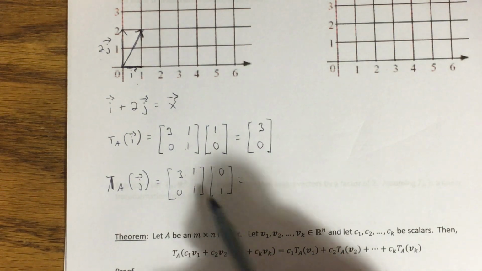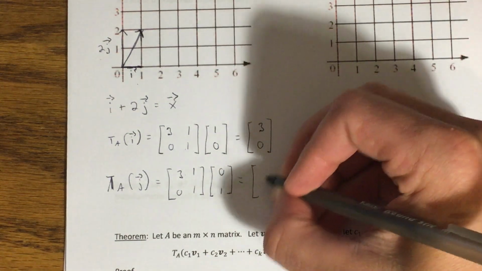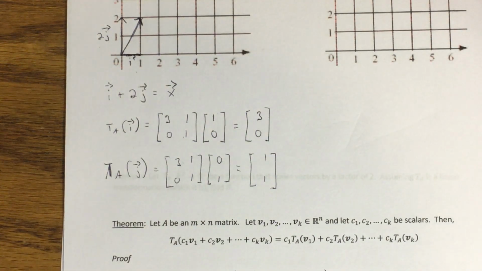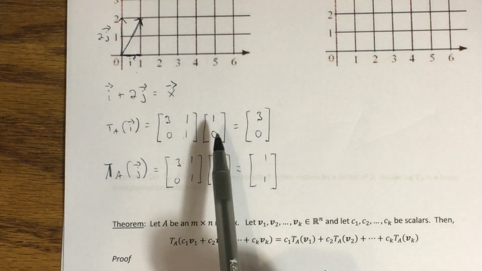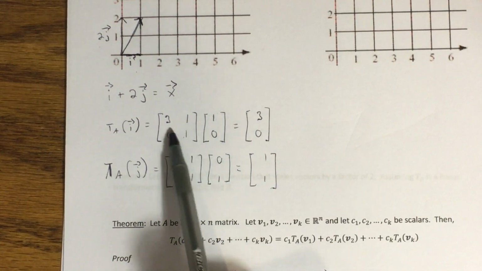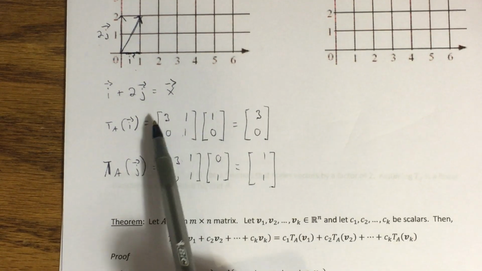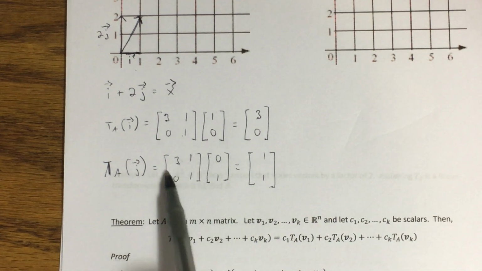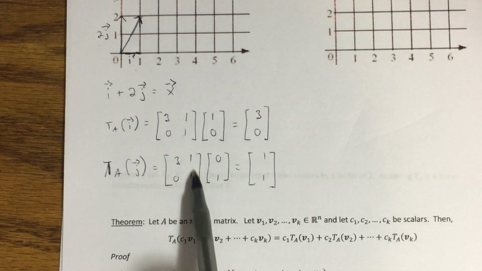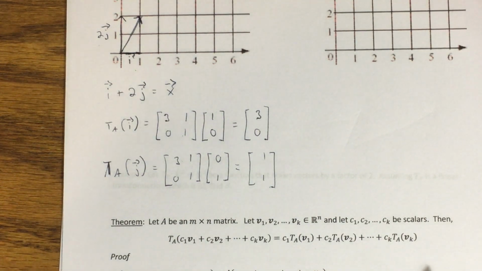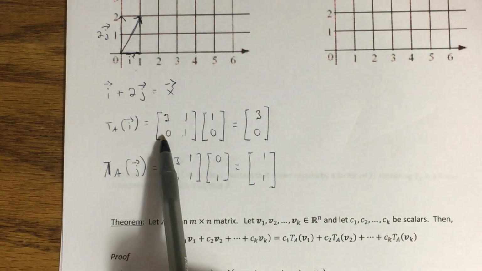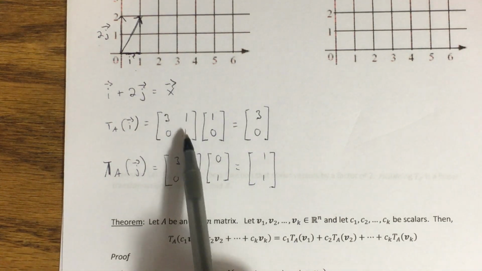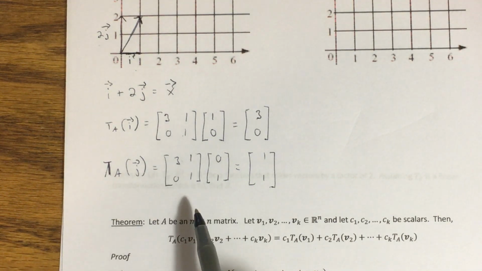My second column, each entry is going to be multiplied by a 1, and I get 1, 1. So interestingly enough, when I'm using standard basis vectors, if I multiply i by a matrix, the result is just the first column of the matrix A. And if I multiply j by this matrix, the result is the second column of that matrix A. And that had nothing to do with this specific matrix. That would have been true regardless of what this 2 by 2 matrix was.